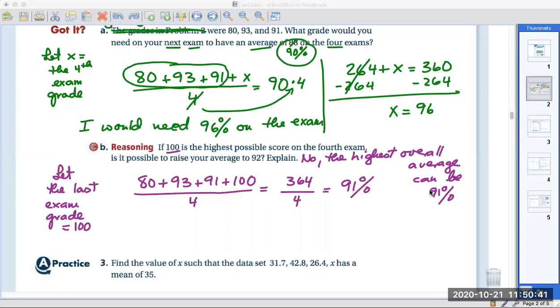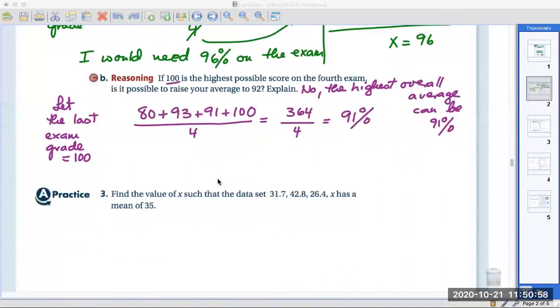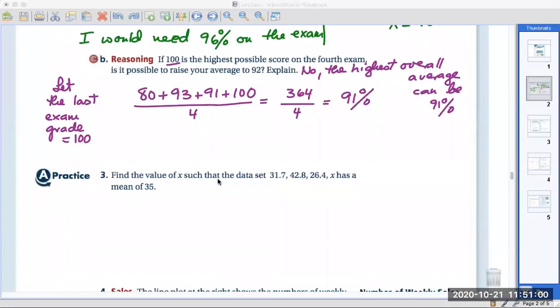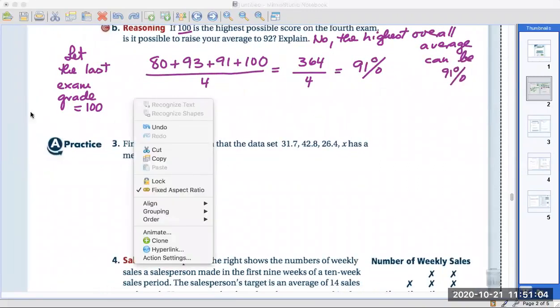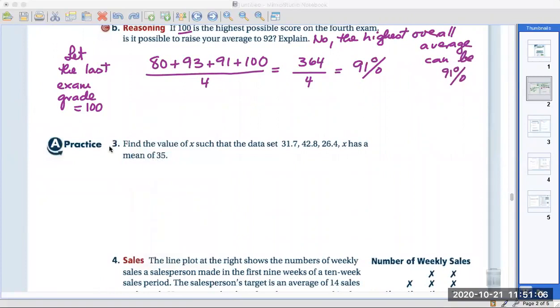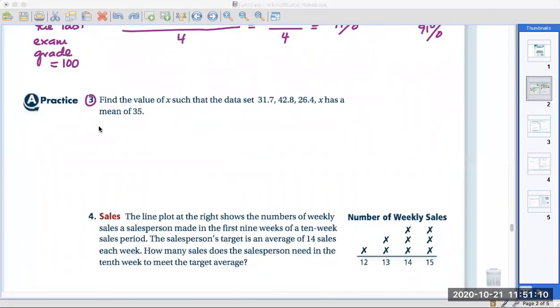Okay. So what's the difference? Here we used an X for the last exam because we wanted to see what we need to get. Here we wanted to try out how high can I go with my last exam to be 100. So there's no X, okay? I also want to do 3 because these equations, I see every year students struggle with this. So I'm going to give you several examples of this.